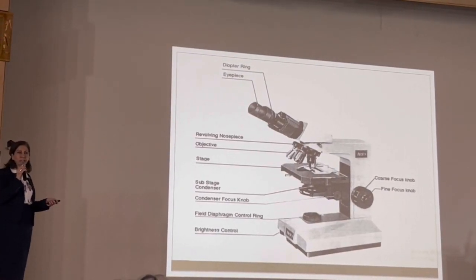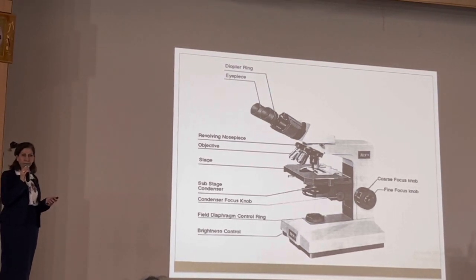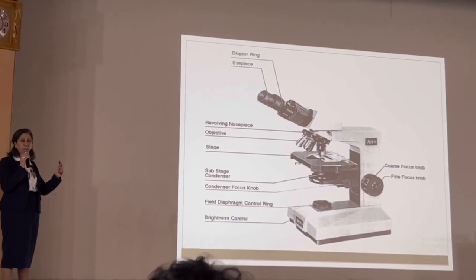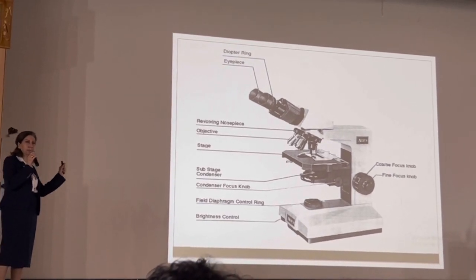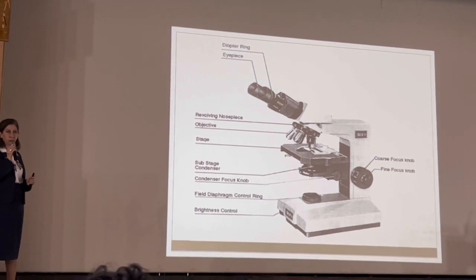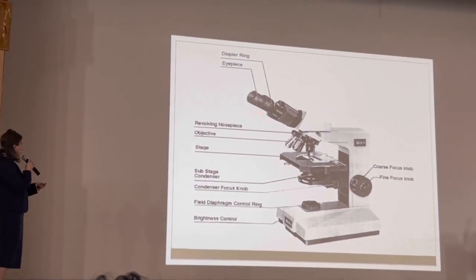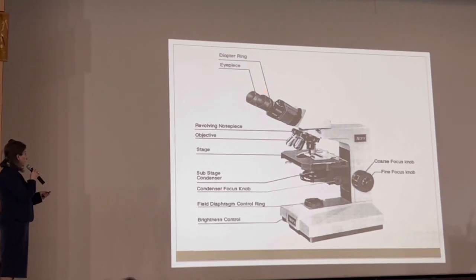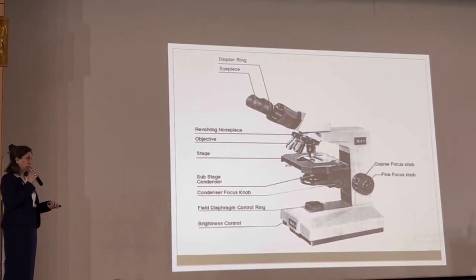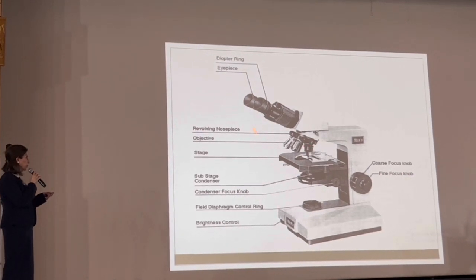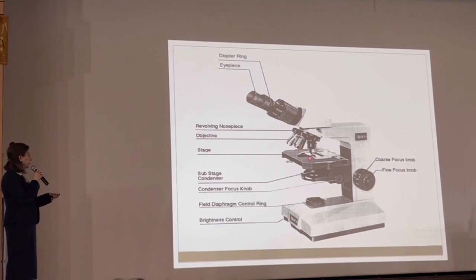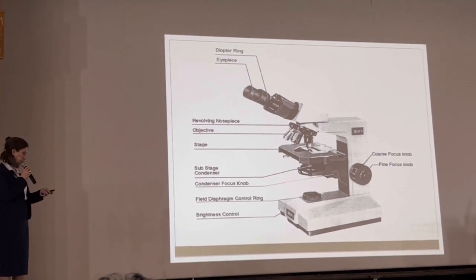The objective lens functionally is for the purposes of magnification. So these are the different parts, the power and magnification of the objective lenses. And lastly, we have the eyepiece, which is another magnifying lens. It further magnifies the picture which is projected onto the eye by the objective lenses.